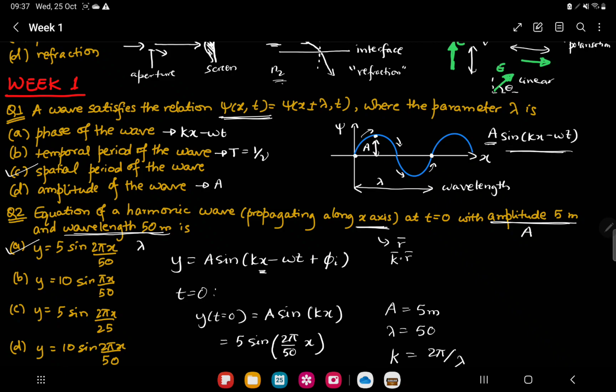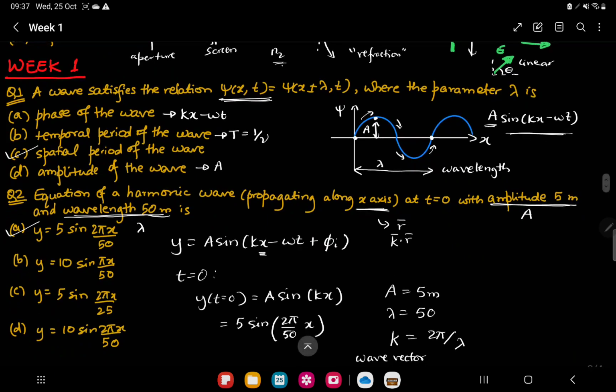A wave satisfies the relation psi(x, t) equals psi(x plus minus lambda, t). Then lambda is what? It's the spatial period of the wave, also known as the wavelength. So if you move by one period or one wavelength, then the wave repeats itself, as you can see from this diagram over here.